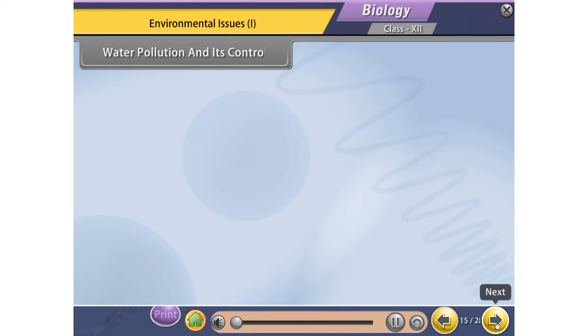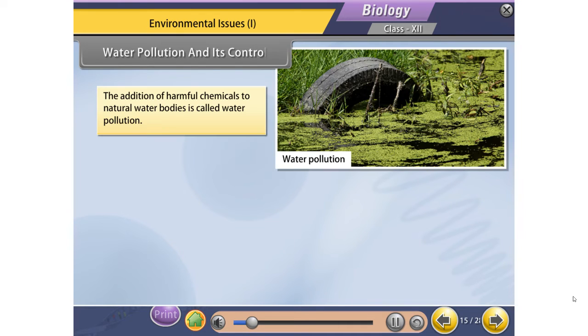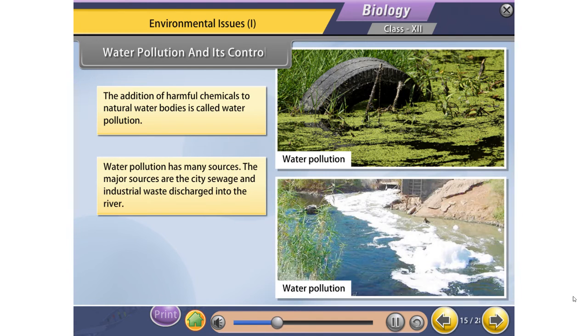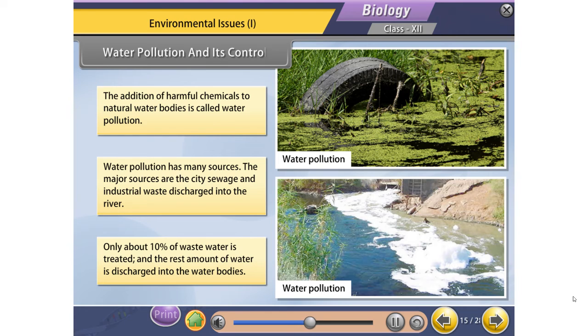Assessment. Water pollution and its control. The addition of harmful chemicals to natural water bodies is called water pollution. Water pollution has many sources. The major sources are the city sewage and industrial waste discharged into the river. Only about 10% of wastewater is treated and the rest of the water is discharged into the water bodies.